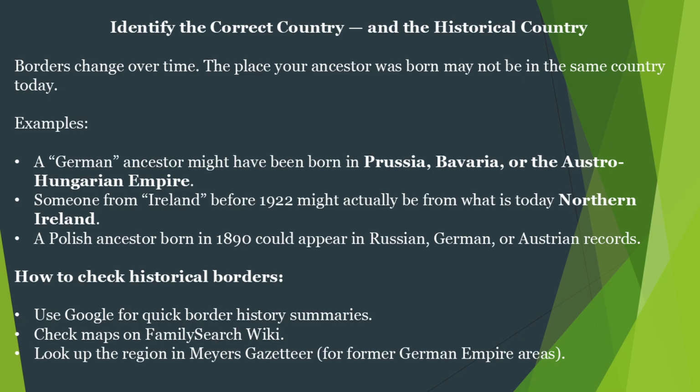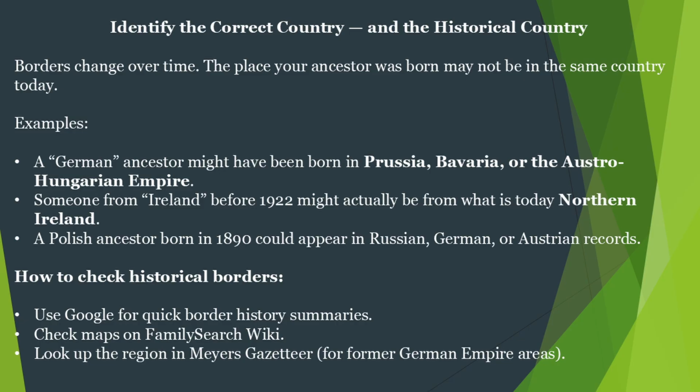Second, identify the correct country and the historical country. Borders change over time. The place your ancestor was born may not be in the same country today. Examples: a German ancestor might have been born in Prussia, Bavaria, or the Austro-Hungarian Empire. Someone from Ireland before 1922 might actually be from what is today Northern Ireland. A Polish ancestor born in 1890 could appear in Russian, German, or Austrian records.